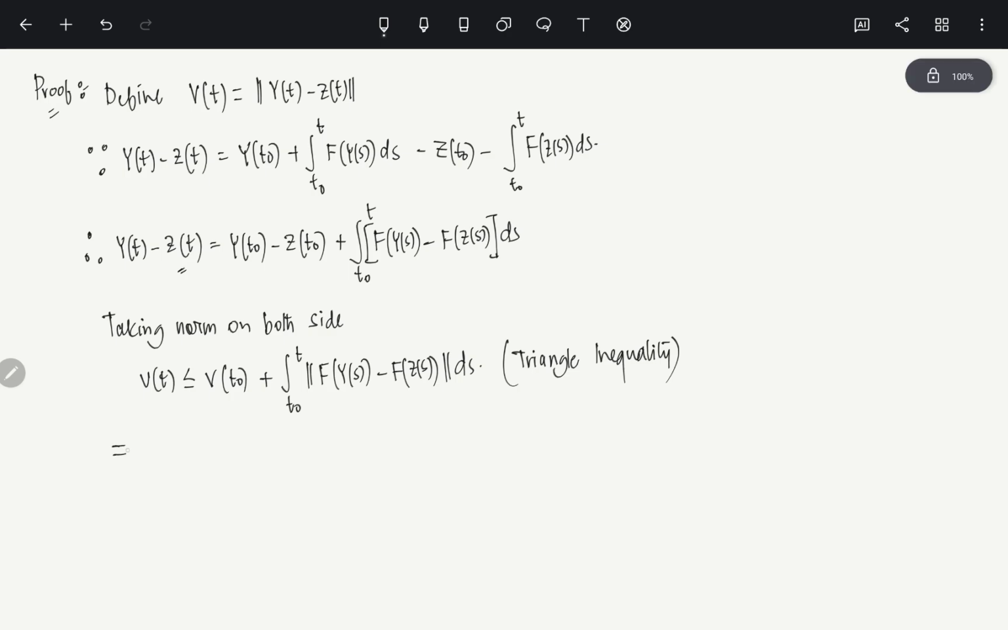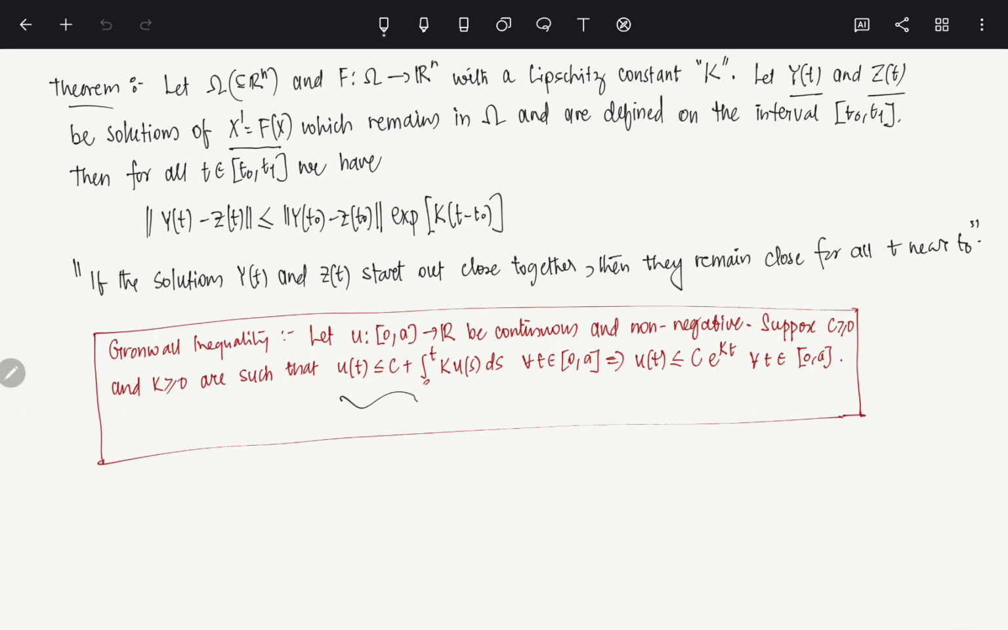Okay, so now you see what do we have? V(t) is less than or equal to V(t0). You see, this is where we need the Lipschitz continuity. If I use Lipschitz continuity, this can be dominated by a constant, the Lipschitz constant k, times the integral from t0 to t of the norm of y minus z, which is nothing but V(s) ds, right?